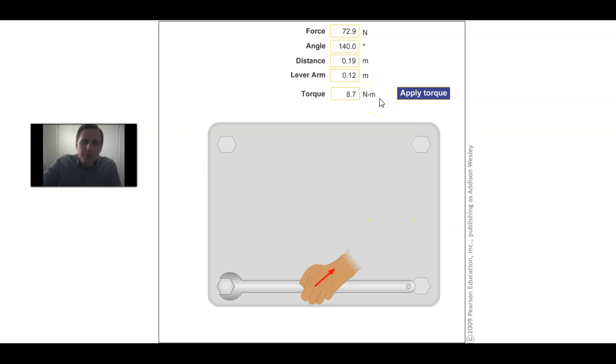Okay, so even if you pull quite hard, now notice the torque has still gone up. Notice the units of torque are newtons times meters. That's force at a radius. In English or British units, you might be more familiar with foot-pounds, foot being distance and pounds being force. But notice the angle and the distance and the lever arm have not changed.